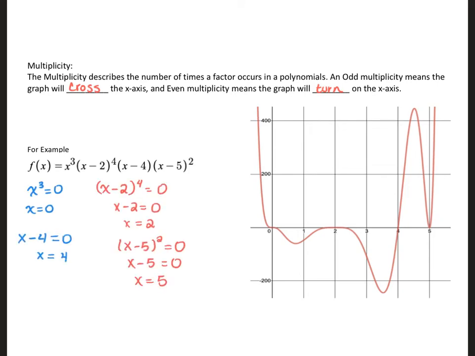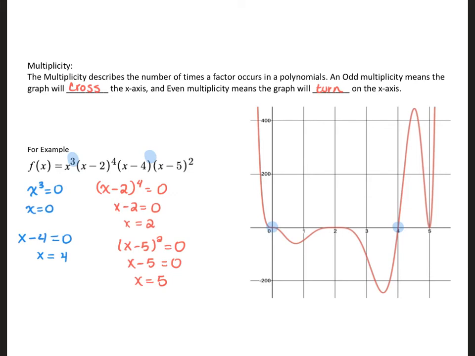Okay, I have mine in 2 different colors because I want to show the difference between the odd and the even multiplicity here. So I have x cubed and x minus 4 in blue. The reason why I have these in blue is that the multiplicity of the first one is 3 and the multiplicity of my second, x minus 4, is 1. So if I look at these x-intercepts on the graph, here I have an x-intercept at 0. Here I have an x-intercept at 4. At these x-intercepts, you'll notice that the graph is crossing the x-axis at this point.